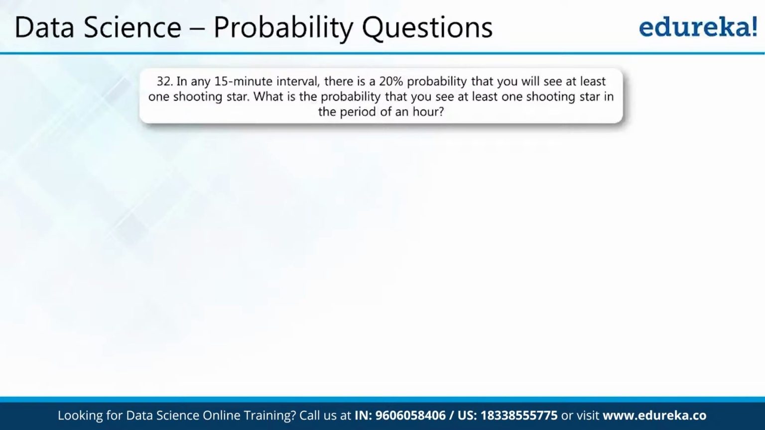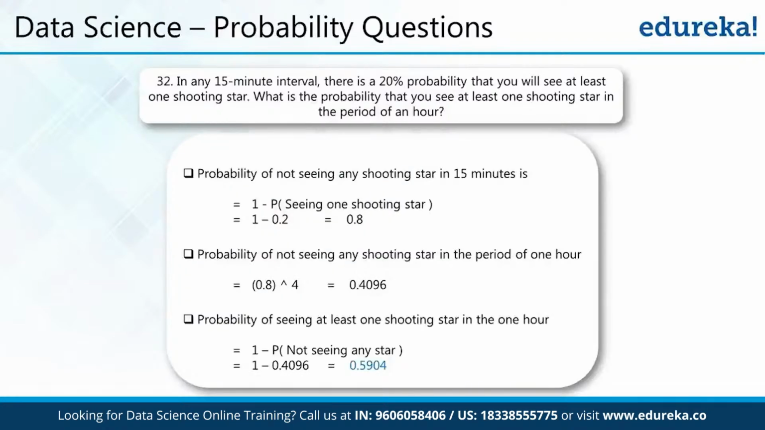So what is the approach we would take here? Let's build this systematically. We know one fact, that the probability of seeing the shooting star in every 15-minute interval is 20%, which comes down to 0.2 in probability terms. And as you know, probability is always between 0 and 1. So if I would like to calculate the probability of not seeing the shooting star in 15 minutes, which is the opposite of this, I take 1 minus the probability of seeing one shooting star, so 0.8 becomes the probability of not seeing the shooting star in a 15-minute interval.